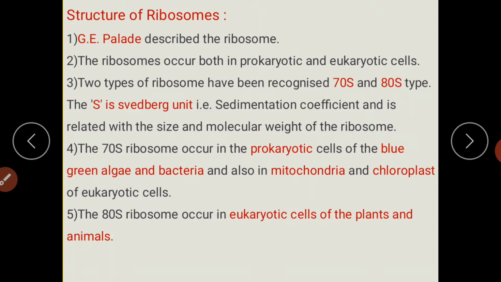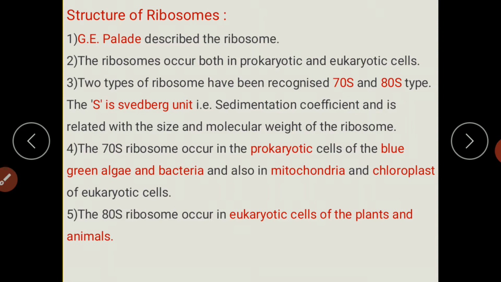These ribosomes are actually not organelles, because they don't have their own membrane. Ribosomes are structures made up of RNA and proteins. These are a specialized structure made for the synthesis of proteins. Ribosomes were first described by G.E. Palade.